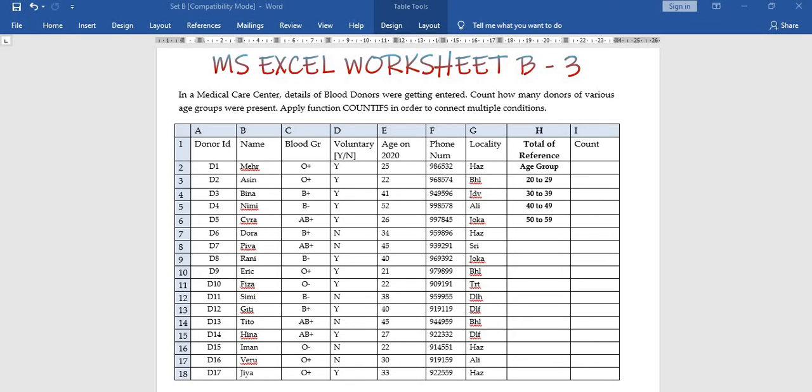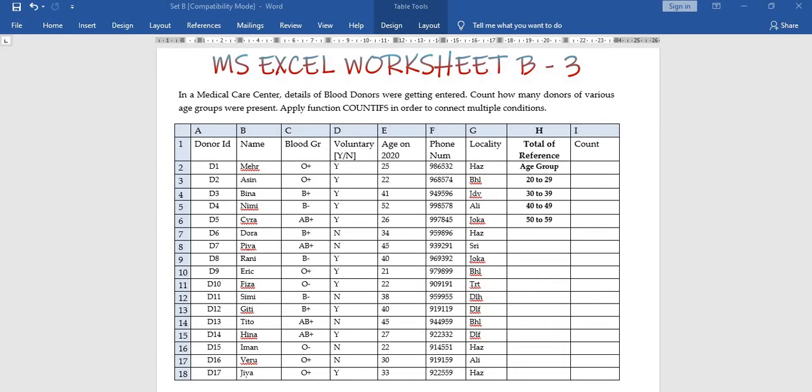In a medical care center, details of blood donors were getting entered. Now, how many donors of various age groups were present? That needs to be counted, like how many people we have who belong to the age group 20 to 29. How many people belong to the age group 30 to 39? Like this. Since we cannot have people less than 20 and 60 onwards are not to be, we need to know in this case how many people belong to each age group.